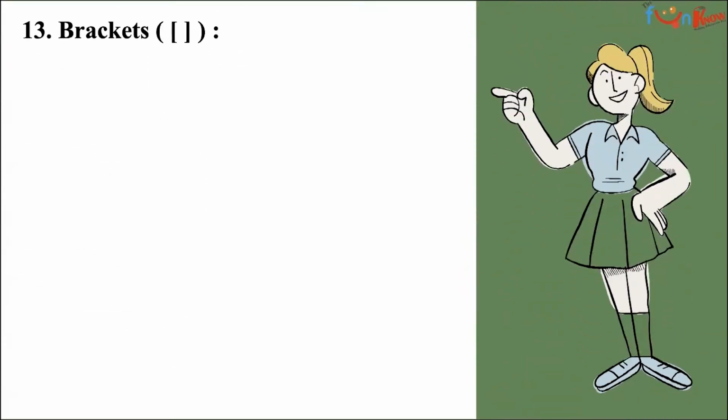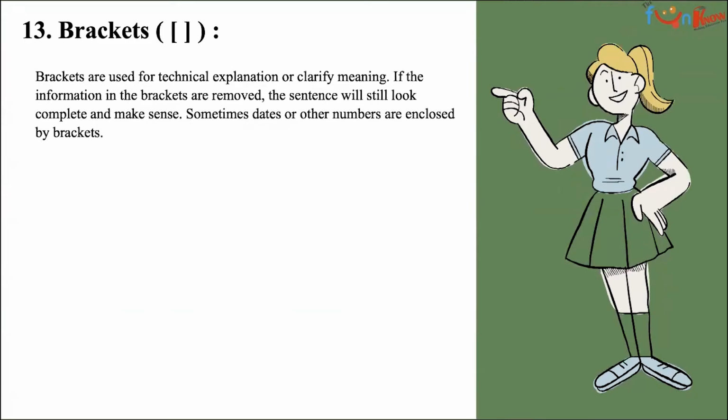The next type of punctuation mark we're going to learn is brackets. Brackets are used for technical explanation or to clarify a meaning. If the information in the brackets are removed, the sentence will still look complete and make sense. Sometimes dates or other numbers are enclosed by brackets.